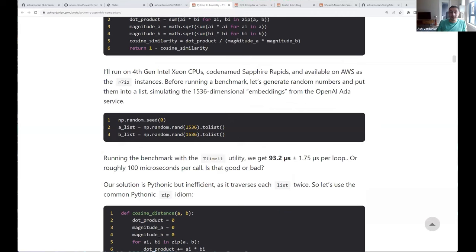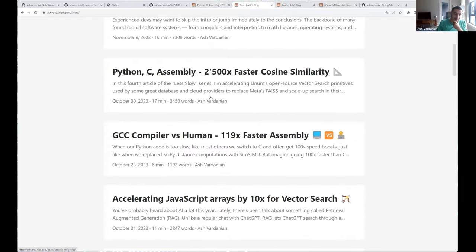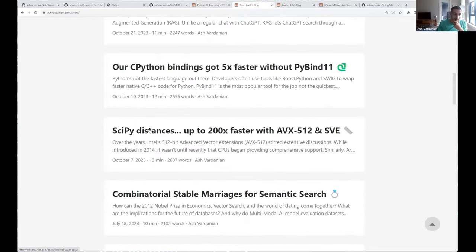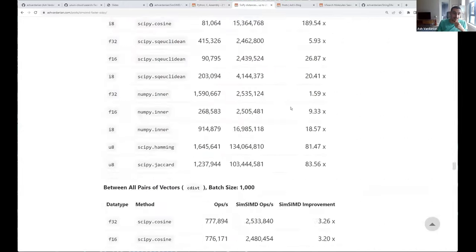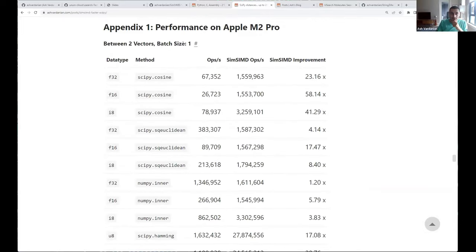To get an understanding of how big the gains can be, I have this blog called Less Slow. One of the articles is SciPy distances up to 200 times faster with AVX-512 and SVE, where at the bottom, I have all kinds of comparisons for different similarity measures. Even if you run locally on a recent MacBook with an M2 Pro chip, the cosine distances compared to SciPy can end up being 23 times faster, 58 times faster, 41 times faster.